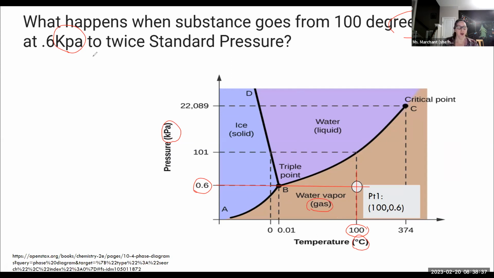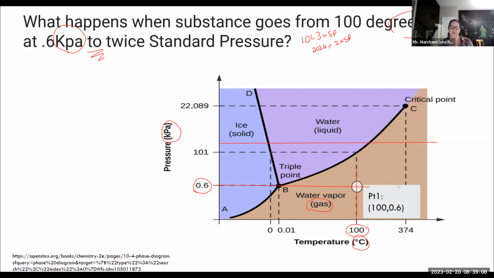And then I have a second point to do at twice standard pressure. So I've got to remember, okay, 101.3 is standard pressure. So 2 times standard pressure is 202.6. Wow, and I'm looking up here, I've got 101 and 22,000, so I'm going to have to estimate. It's going to be a lot closer to 101 than it is to 22,000. So I'm going to estimate that it's somewhere here.